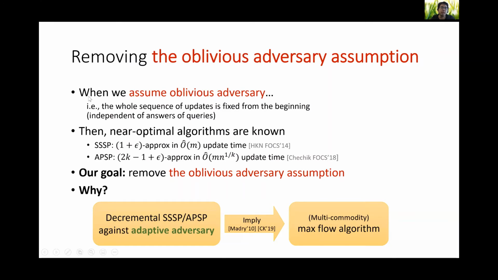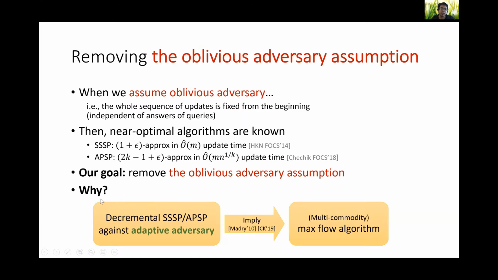Now the goal of this work is really to remove something called the oblivious adversary assumption. This assumption says that the whole sequence of updates is fixed from the beginning, and it's completely independent of the answers of the queries. That is a strong assumption, but with this strong assumption, near optimal algorithms are known for both SSSP and APSP. Without this assumption, the state of the art is much slower. And what we want to do is to remove this assumption, but still make a fast algorithm.